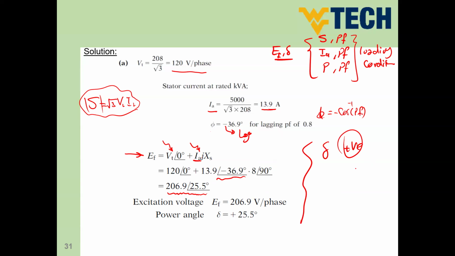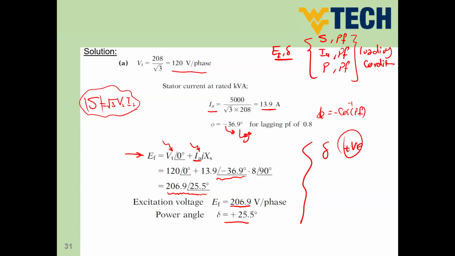So what is the value of the excitation voltage now? Since we have the values in the problem in line-to-line values, you can convert that to line, or you can identify this as a phase value, so no problem. So here, the value of excitation is 206.9 volt per phase, and the power angle is positive 25.5 degrees, and positive again because this is a generator. Now we have calculated the excitation and power angle.